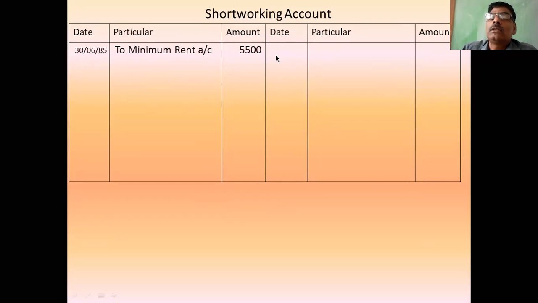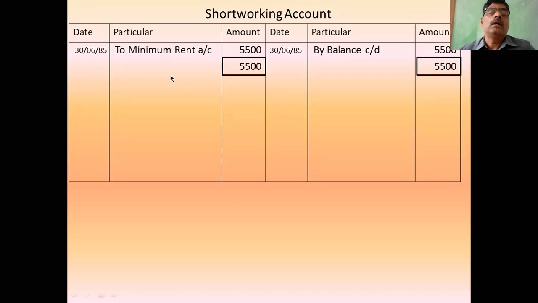There is no balance or there is no SWR, SWIR. Close the account, ascertain the balance. By balance carried down 5,500. 5,500 is the balance carried down. Okay. Total 5,500. Okay, sorry. I copied the date from the previous problem. I'll change it.